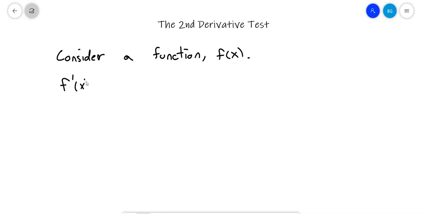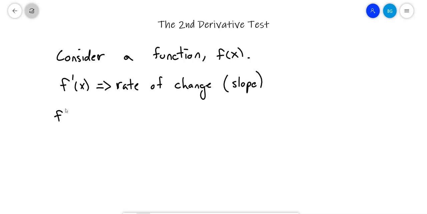So consider a function f, and we'll say f of x. We'll use our variable x there. F prime of x gives the rate of change of the function. Remember, that's telling us how quickly or slowly the function is changing. It's the rate of change. Or another way to say that is the slope.